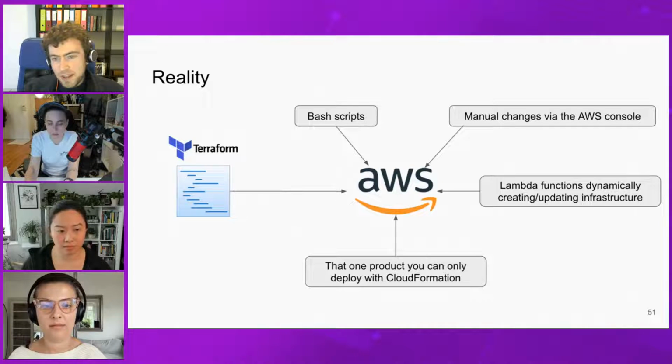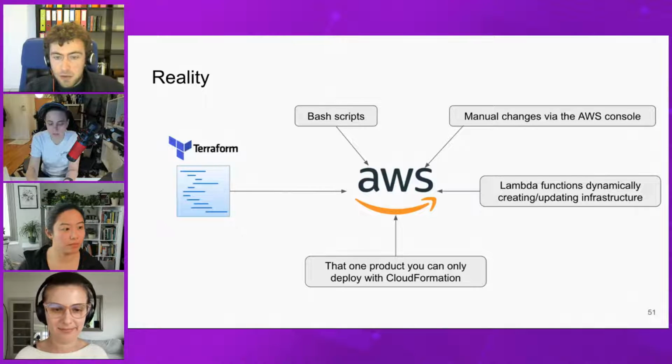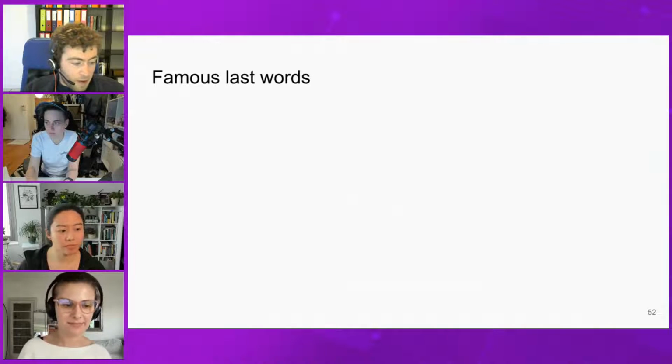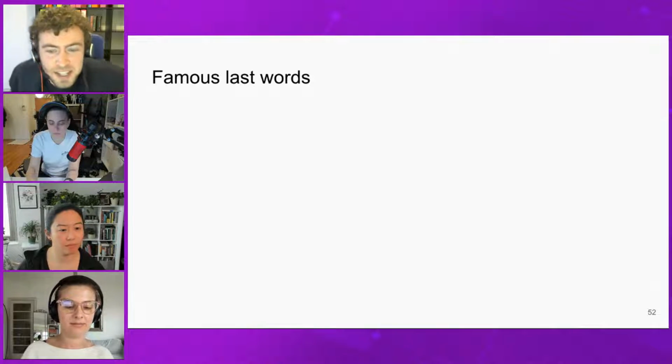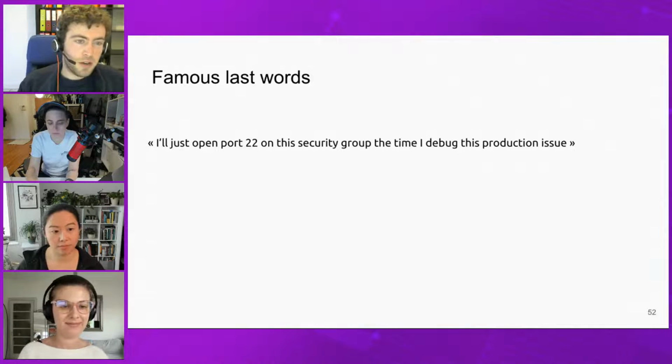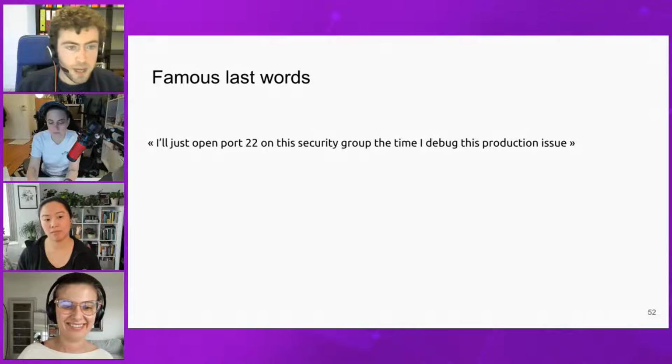Yeah, so looking at this, we see that Terraform is maybe only one part of the picture and that it makes sense to have some other visibility as well. And some famous last words from people, and this is an example that I stole from our guest that we'll have later on, Stephane. But basically, if you are a site reliability engineer, you are called at 3 a.m.